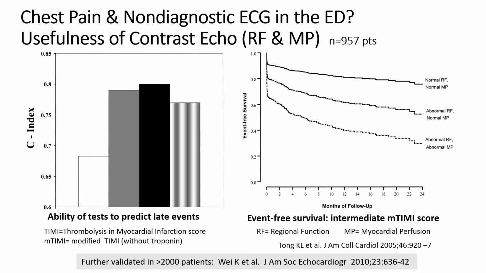Indeed, the emergency room is a specific location that has been studied with respect to the incremental value of perfusion in patients presenting with chest pain, and a non-diagnostic ECG in particular. Assessment of regional wall motion abnormalities in combination with perfusion was found to be the most robust in predicting outcomes, with patients that had a normal wall motion and normal perfusion having the best outcomes.